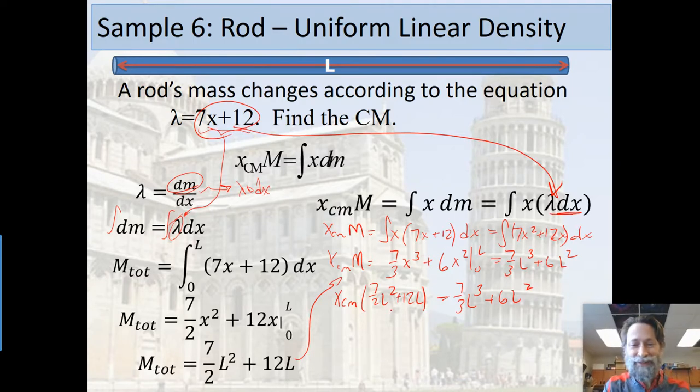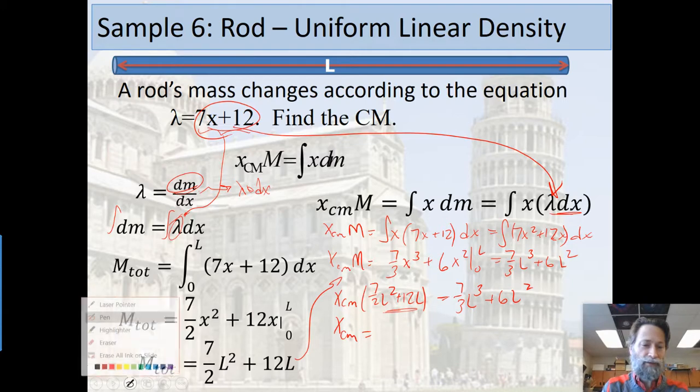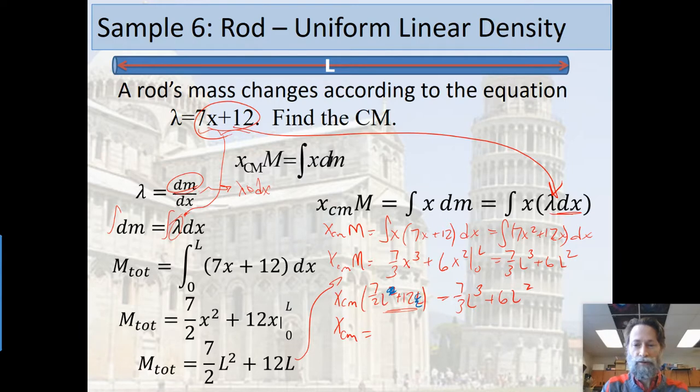So now I'm going to divide both sides by my total mass here. What it looks like to me initially is I can cancel out an L to make this easier, right? So this L will go away, this L will go away, this will become squared, and this will become just a regular L. So then I'm going to have 7/3 L squared. How about we pull an L out of that one? So L times 7/3 L plus 6 all over 7 halves L plus 12. And for now, we're just going to leave it like that.